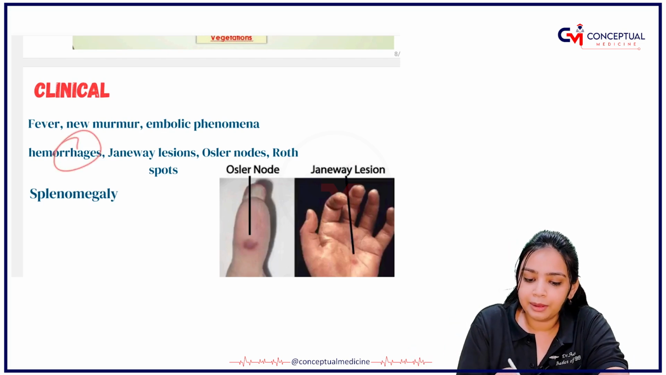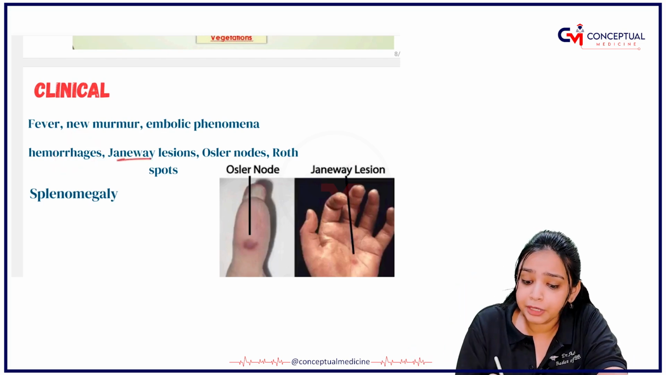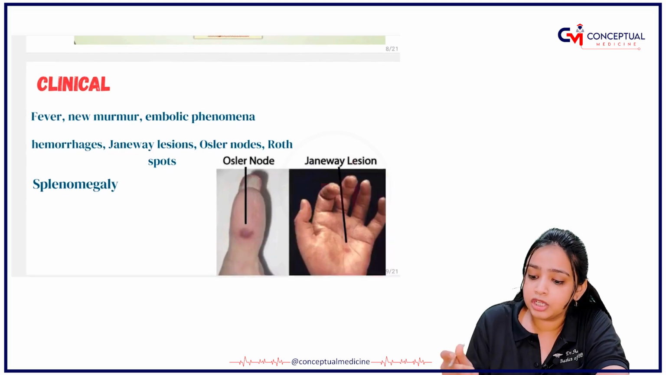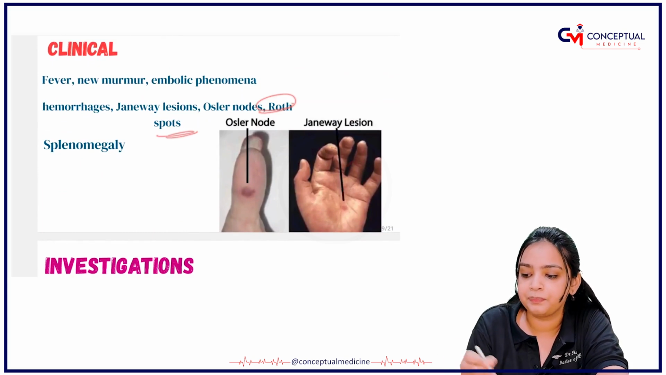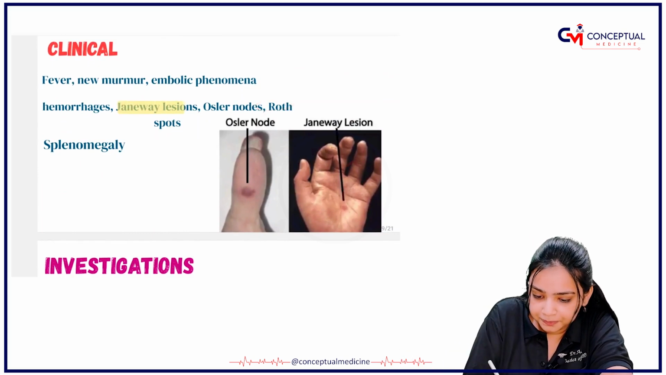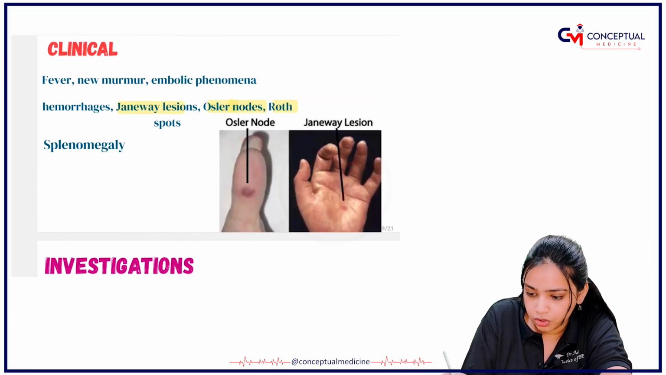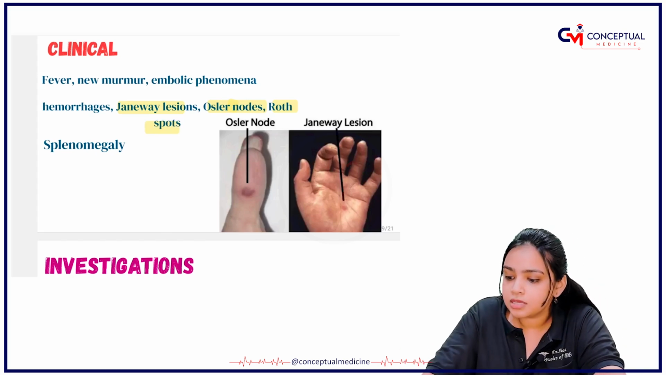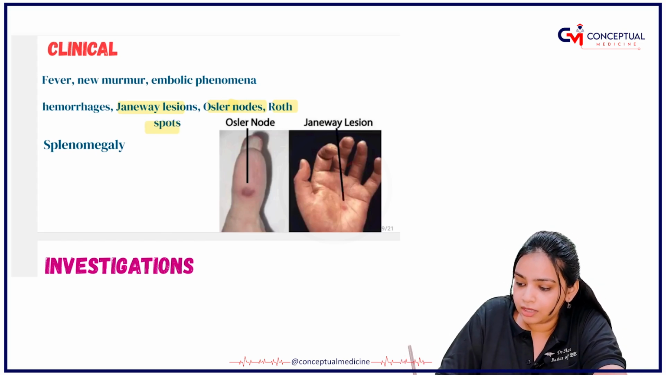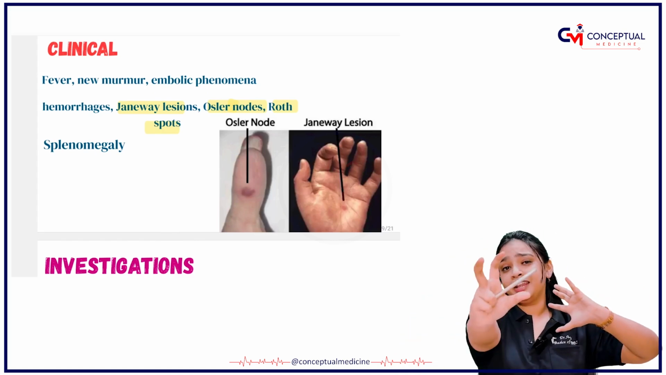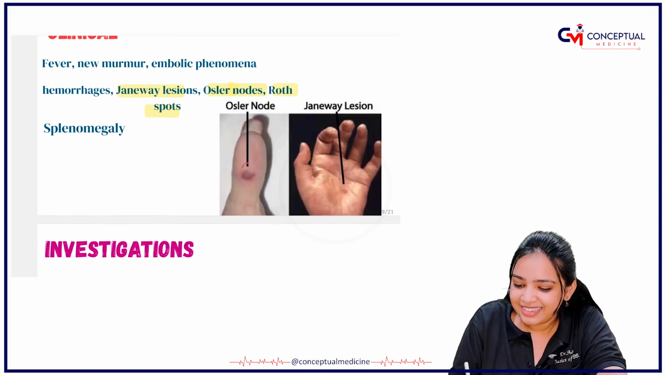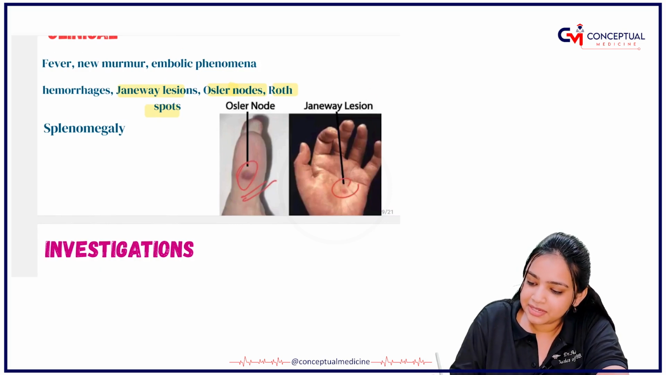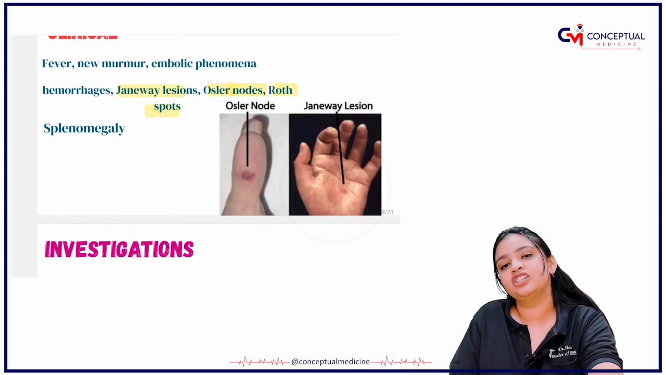Then you have the hemorrhages will be there. Then there will be two lesions. There will be Janeway lesions and the Osler nodules and the Roth spot will be there. So these are basically the Janeway lesions, Osler nodules and the Roth spot. These are the main hero. Okay, they divert all the attention towards them because they are the main hero, obviously, right? So this is the Osler nodule and these are the Janeway lesions that you have.